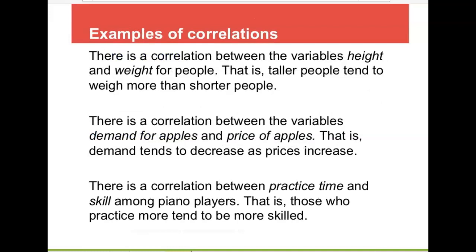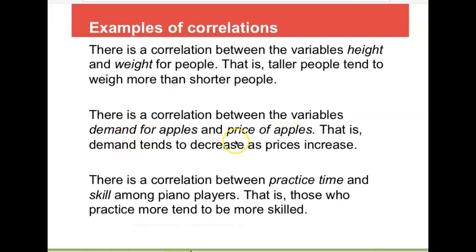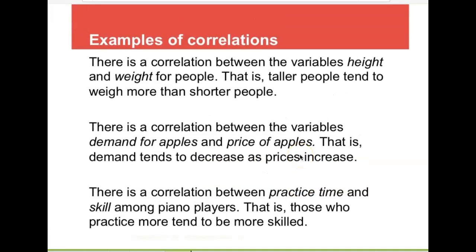So here's a couple of examples of different correlations. Height and weight for people is correlated. That is, taller people tend to weigh more because there's just more mass to them if they're taller. Shorter people tend to weigh less. Demand for apples and price of apples, so it's simple economic principles, right? Demand tends to decrease as price increases. And practice time and skill among piano players. So those who practice more tend to be more skilled.